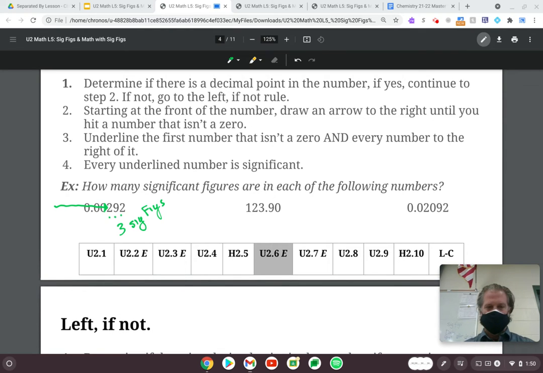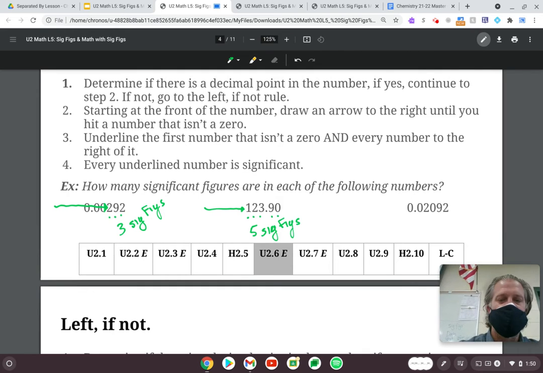All right, so next, with 123.90, same rule, I'm going to come in from the right with my arrow, draw a line, and I get to that 1. And so now everything, including the 1 after that, is significant. So 1, 2, 3, 4, 5. So in this case, this number has 5 significant figures.